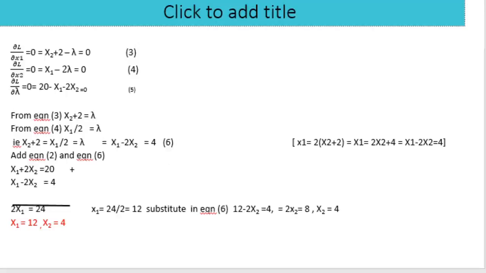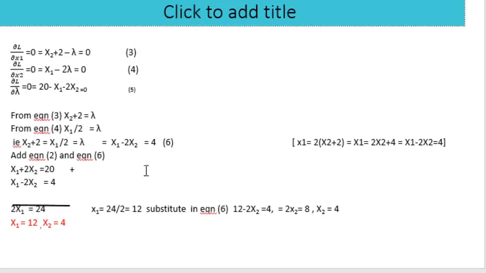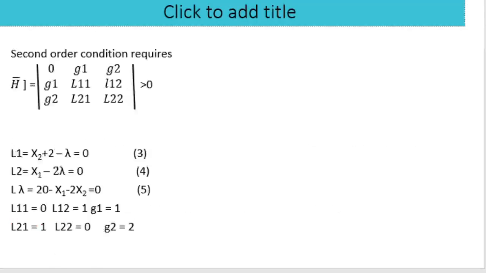Add equation 2, that is x1 plus 2x2 equal to 20, and this equation, x1 minus 2x2 equal to 4. That is, x1 plus 2x2 equal to 20 plus x1 minus 2x2 equal to 4. This will give 2x1 equal to 24, that is x1 equal to 12. Substitute this into the equation x1 minus 2x2 equal to 4, that is 12 minus 2x2 equal to 4, or 2x2 equal to 8, or x2 equal to 4. Therefore we got the values x1 equal to 12 and x2 equal to 4.